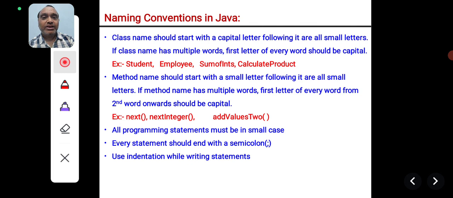And what is the convention for assigning a name to a method? This is the second convention. Method name should start with a small letter.